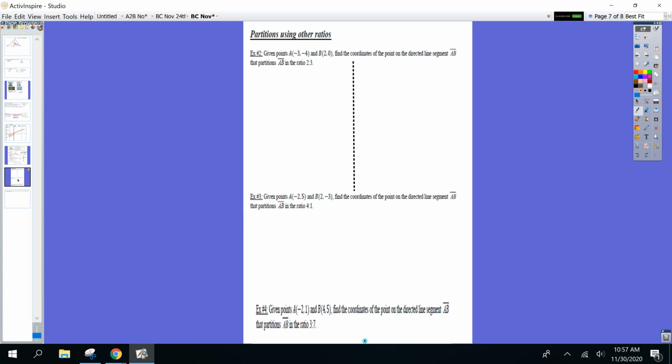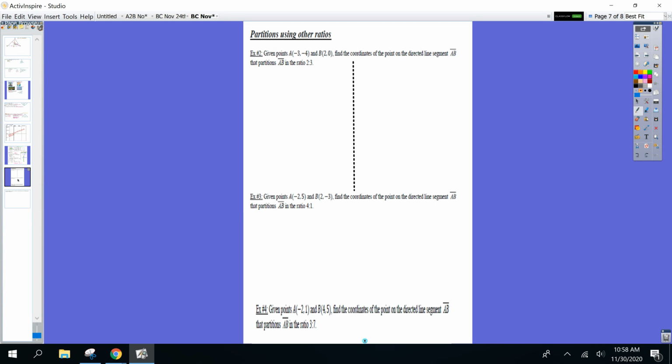So I'm giving you guys points A and B, but now look at my ratio. Can you guys partition this into a ratio of 2 to 3? Okay, 2 to 3. So 2 parts congruent on one side, 3 parts congruent on the other side.